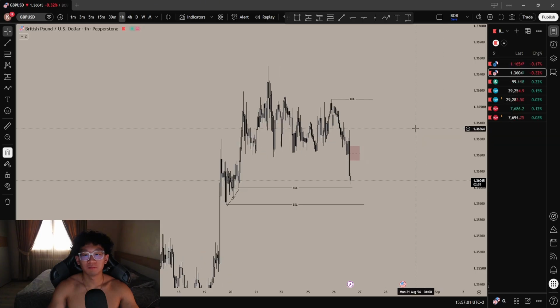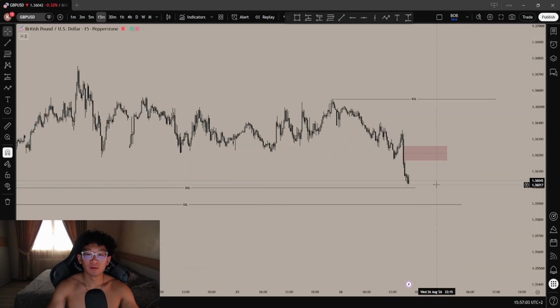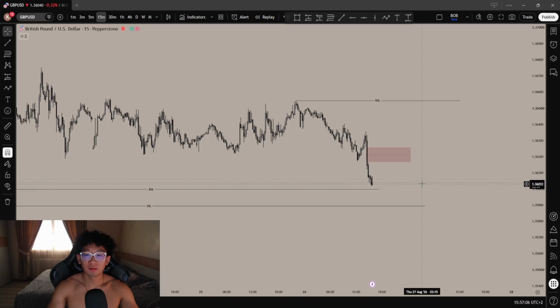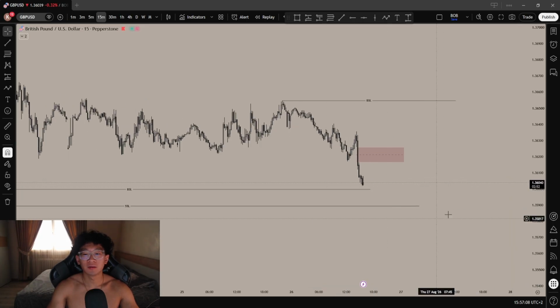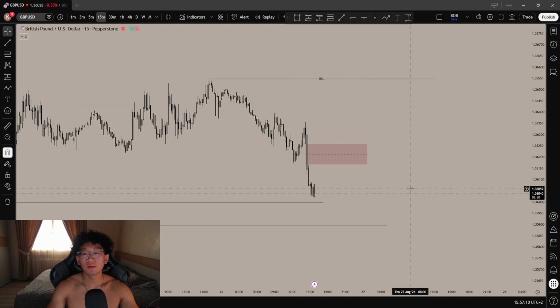luckily nothing major happened. It's just only still forming structure, and hopefully we get a setup, but we're not going to force anything. If something shows up, then we are going to take it. If not, then we do not do anything.